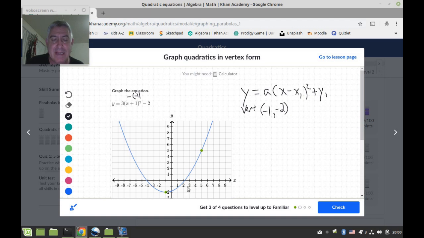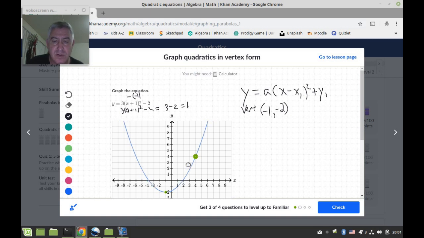And a lot of times we've been dealing with vertexes that are up over here in the positive part, but they don't have to be. They can be anywhere. And are we opening up or down? We're opening up. That means we could find x-intercepts if we want, but I think it's going to be easier to find the y-intercept. So I'm just going to set x equal to 0. And that is equal to 3 minus 2, which is equal to 1.